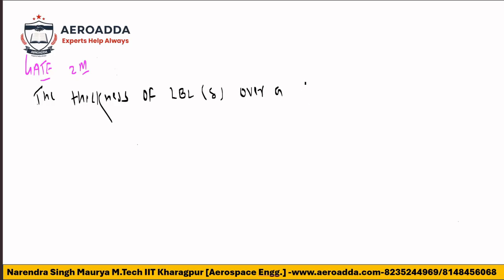So this is also a GATE problem. This was asked for 2 marks, I think. The question is: the thickness of the laminar boundary layer, delta, over a flat plate. The formula is also given over a flat plate. They have given the formula delta by x is 5.2 over root of Rex.